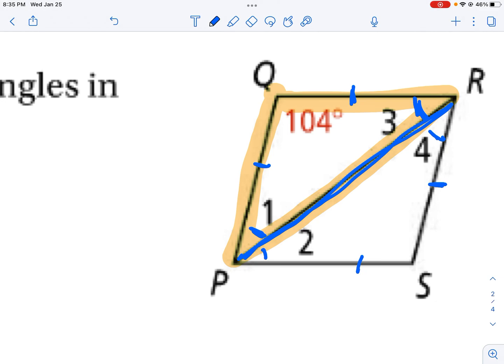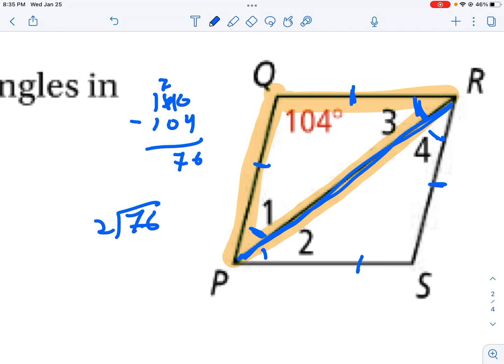To figure that out, take 180 and remove from it 104, which gives you 76 degrees to divide evenly amongst angles 1 and 3. So 76 divided by 2 tells me that each one of these angles is 38 degrees. But again, it's a rhombus, and in a rhombus the diagonals bisect the angles, so angles 2 and 4 must also be 38 degrees.